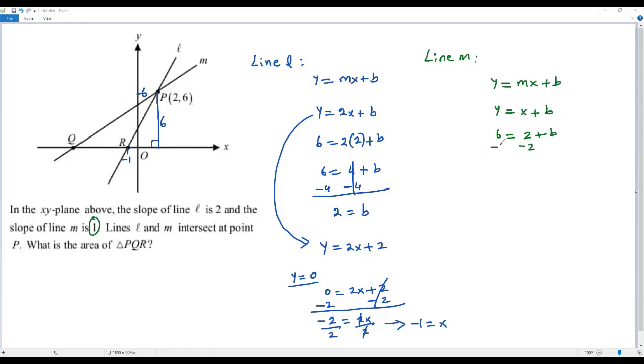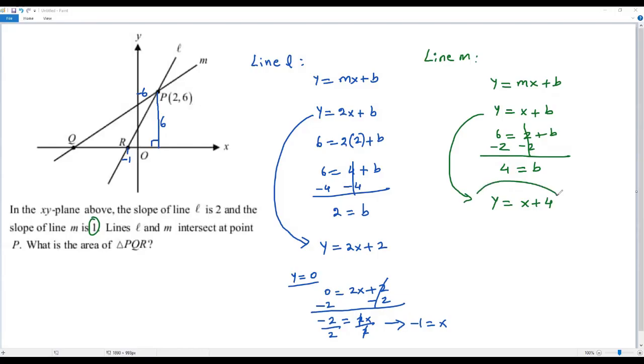Let me subtract 2 from both sides. Then this 2 and negative 2 will cancel out. I'm getting 4 on the left side. On the right side, I'm getting b. Here I got the value of b. Now let me plug in this 4 for b over here. Then we get the equation of line M, that is y equals x plus 4.